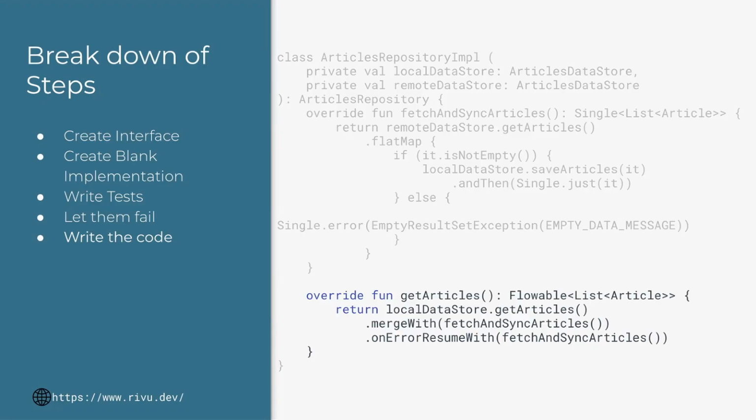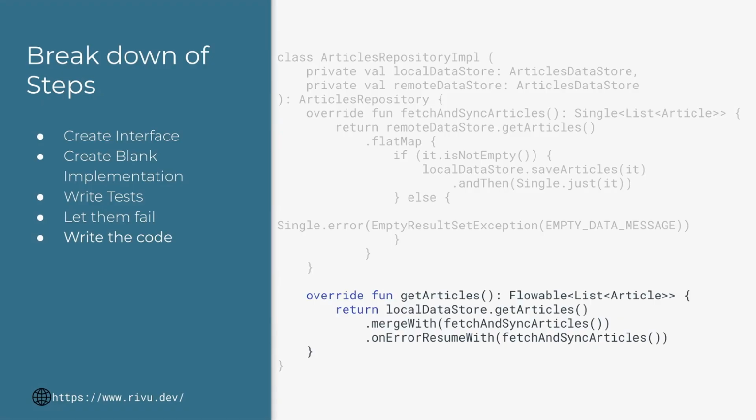We are using the mergeWith operator. So these both operations will run in parallel. Now, the local data store should get the data from the local DB, so it should be faster than an API call, right? So we can assume that the local data store will emit first, and then the remote data store will emit. And we are also resuming with fetchAndSyncArticles in case of error. So if the local data store returns an error, what will happen?